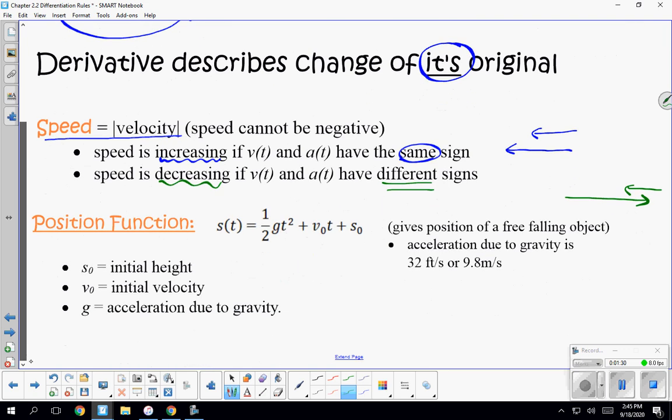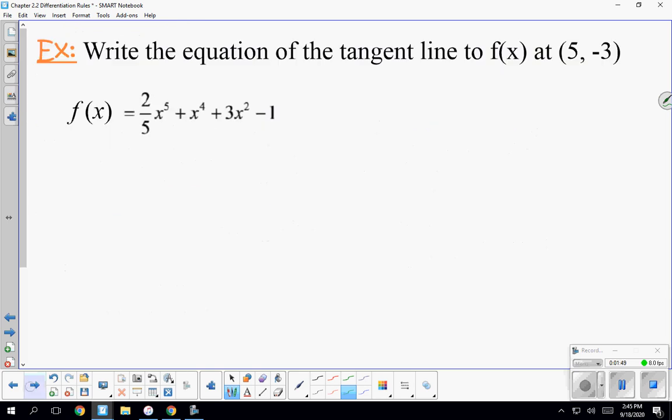Our position function is just a regular function we've seen since middle school. This is always our initial height, and this is our initial velocity. We use 32 feet per second squared, or 9.8 meters per second squared, for acceleration due to gravity.